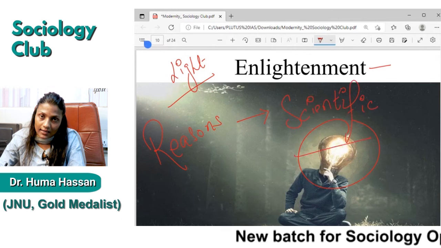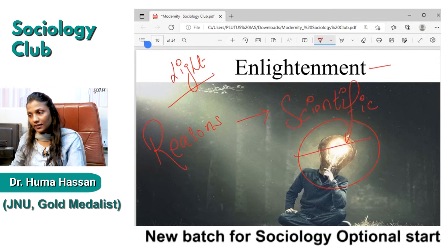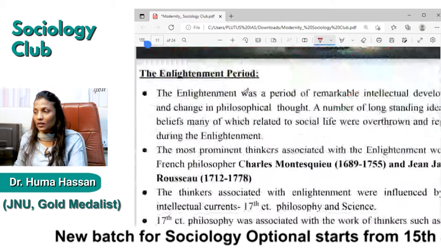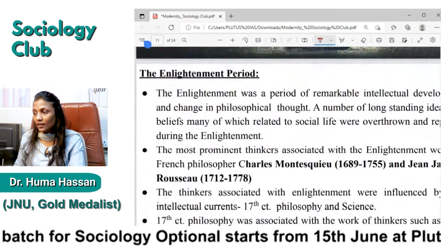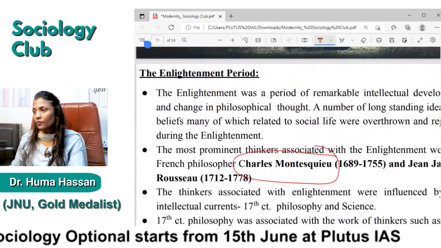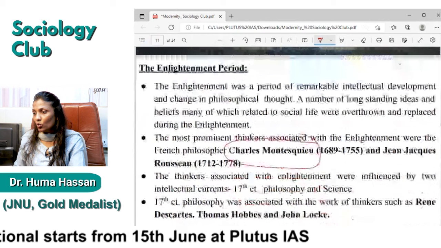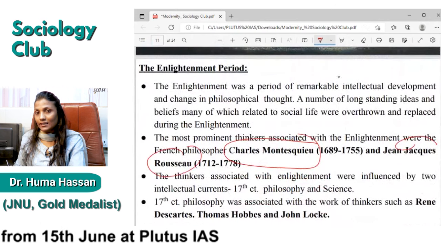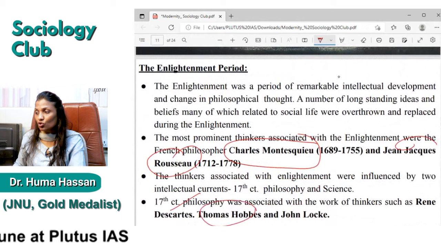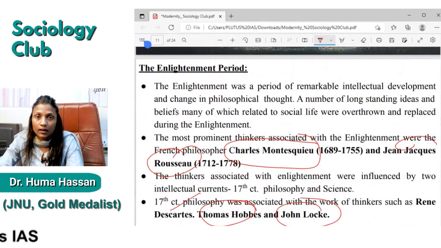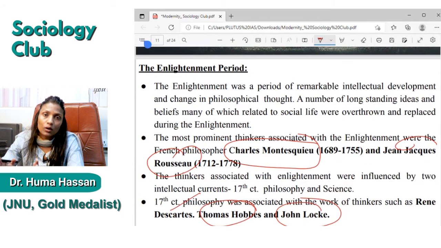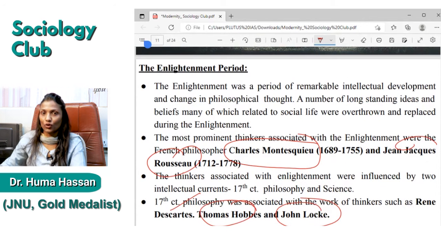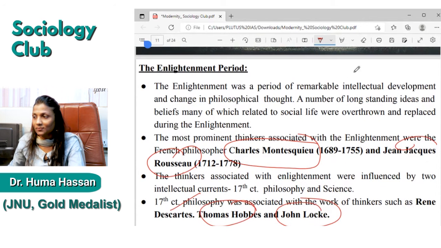And when we understand Enlightenment, again we must know some thinkers. Here I have mentioned Charles Montesquieu, Jean-Jacques Rousseau, René Descartes, Thomas Hobbes and John Locke. You need to learn them in a detailed manner. Here I have not brought that PPT of mine where I have discussed them in detail, because here I am just giving you an outline.